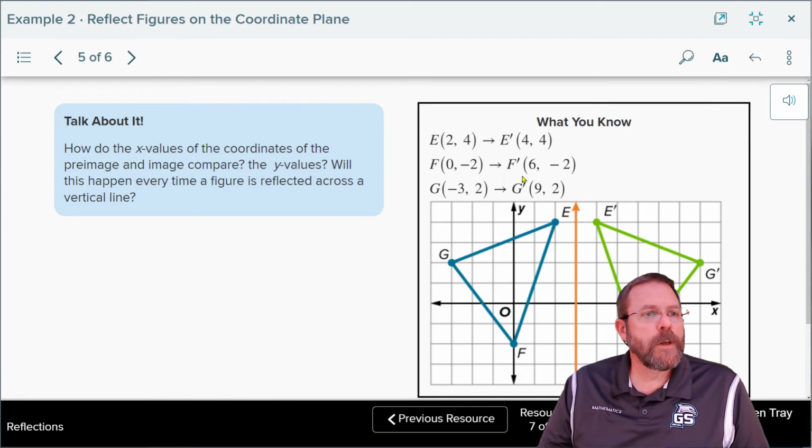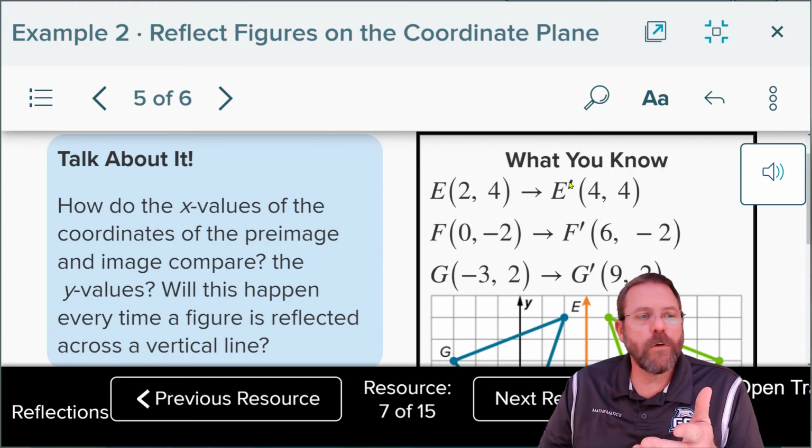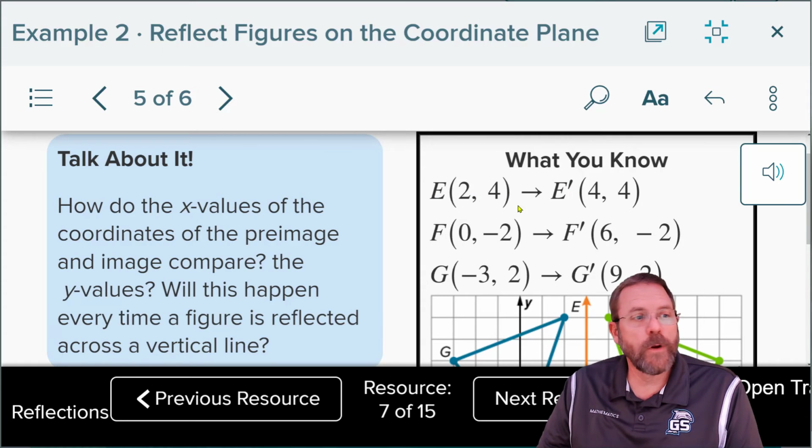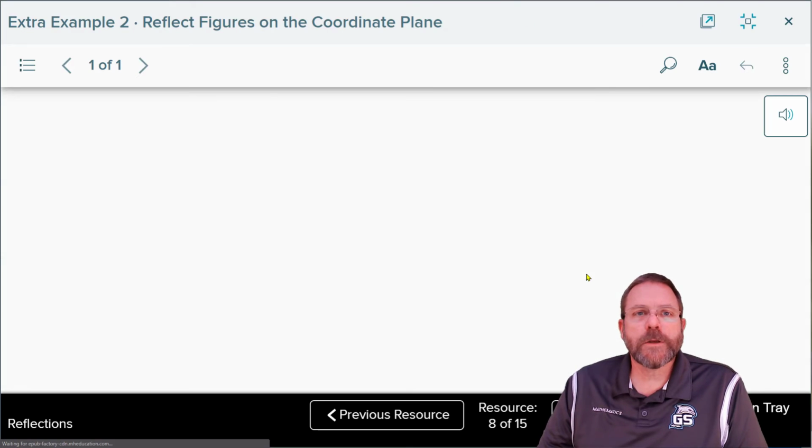Now I do want to take a minute and point out this stuff right here. You notice how they change E to E prime. So when you're talking about the different points, E was the original, E prime's your new point. F was the original or the pre-image, and F prime is a new point or the image. G was the original point or the pre-image. G prime, that's going to be your image or your new image. Easy.